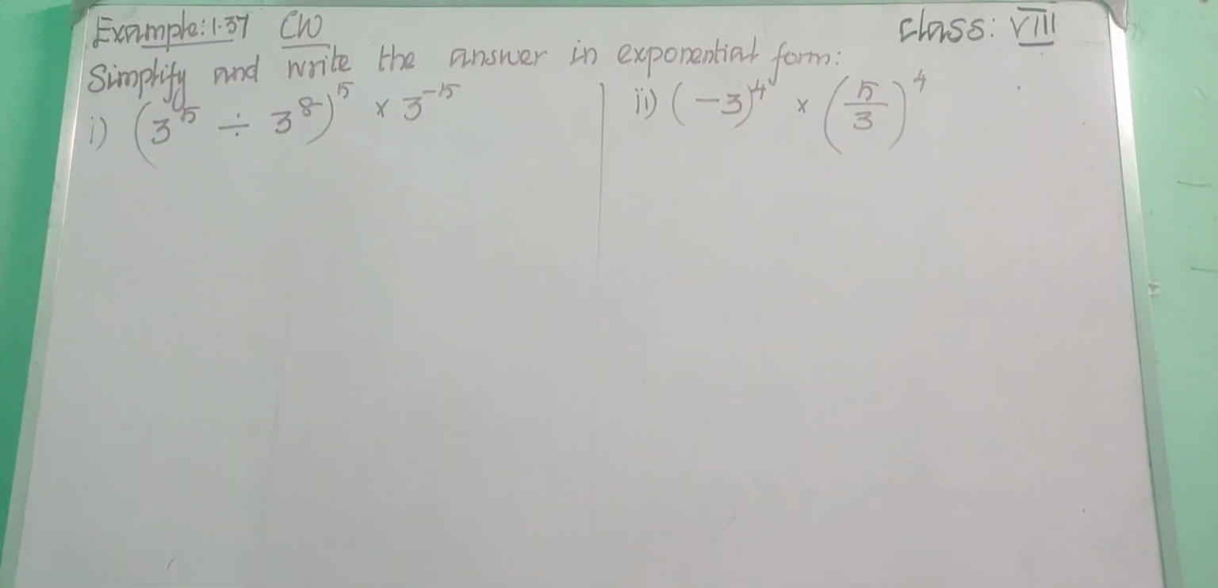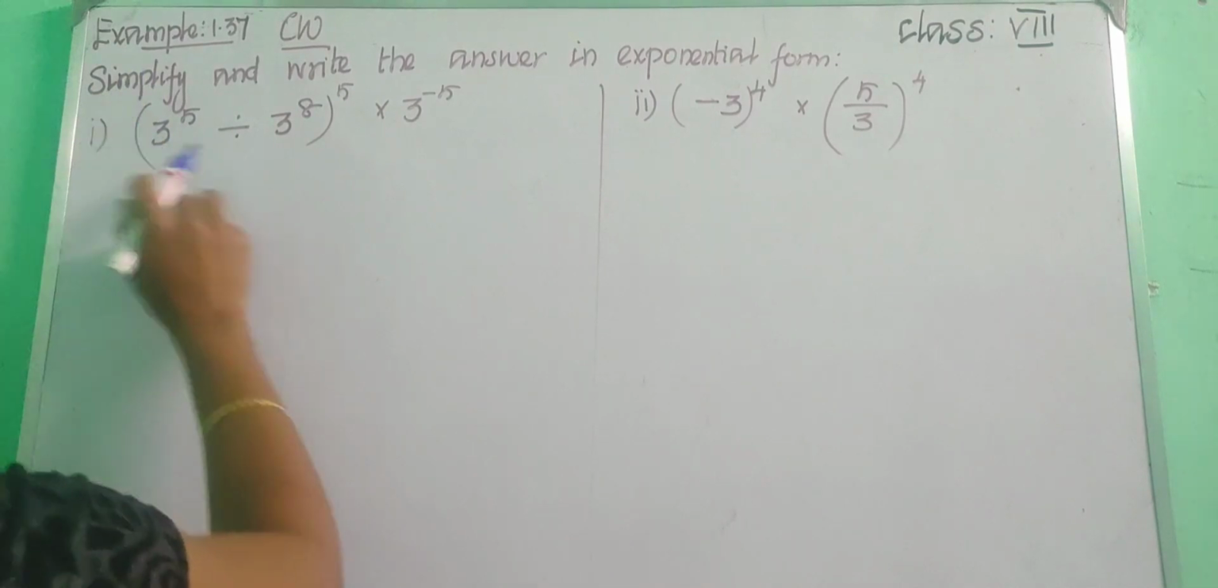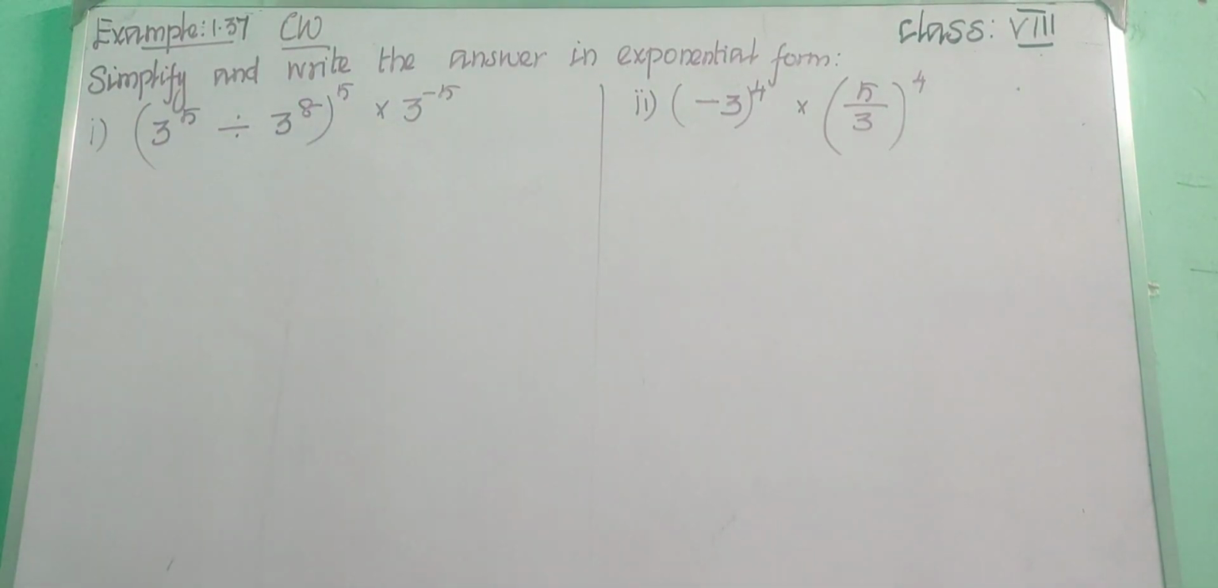Okay, children, write example 1.37 in your classwork notebook. Write the question. Okay, let us do the first one. So 3 power 5 divided by 3 power 8, the whole power 5 into 3 power minus 5.